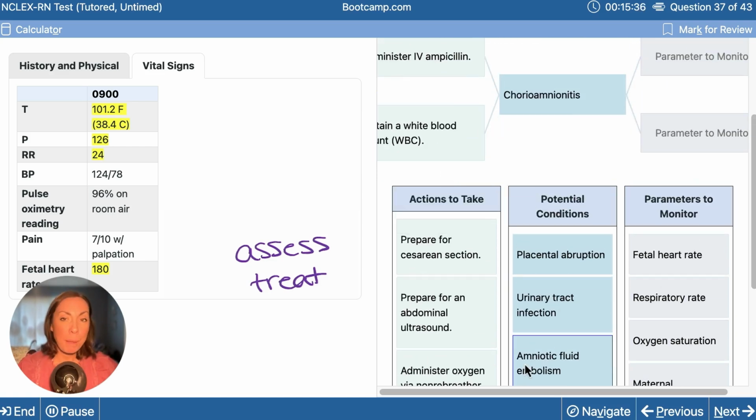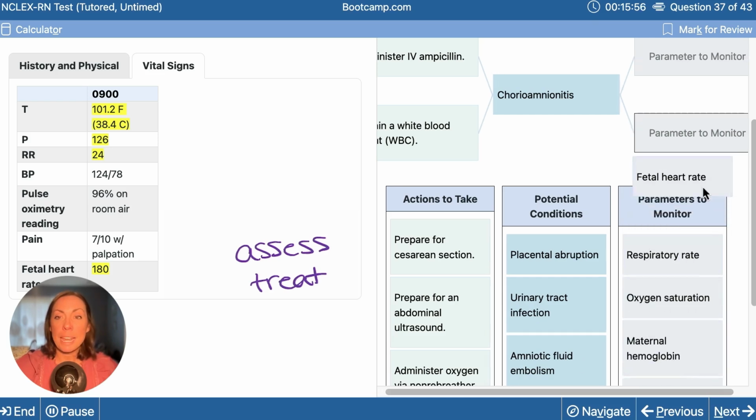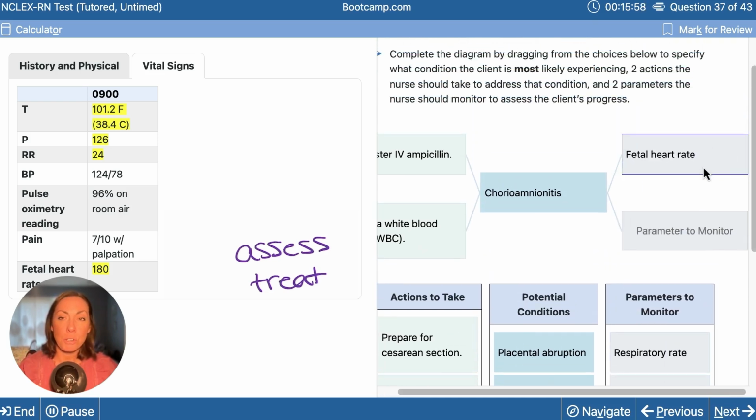All right, so when we look at our parameters to monitor, we need to think what assessment findings are going to help us know that our interventions for chorioamnionitis were successful. So fetal heart rate, yes, this is definitely important to monitor. We can see how this fetus is tolerating that intrauterine environment. Now that we have this intrauterine infection, it can definitely affect that fetal heart rate and the fetal well-being. So we need to keep an eye on that.